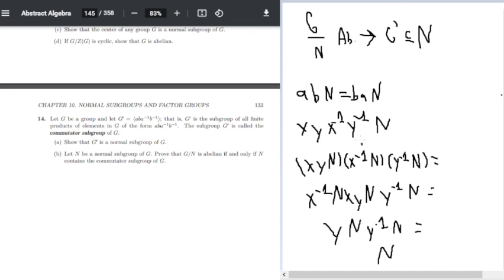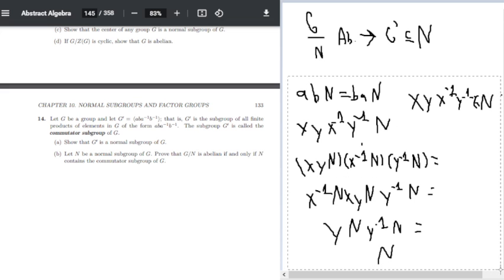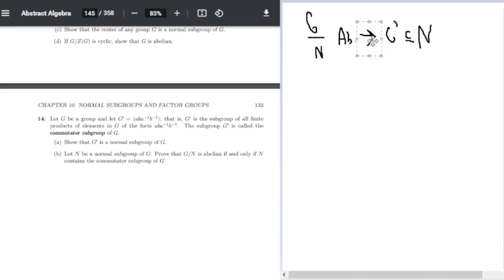And what this is the same as saying is that xyx to the negative 1 y to the negative 1 N is equal to N, which is literally just the same as saying xyx to the negative 1 y to the negative 1 is in N. And since it's the case for any x and y, we have that the commutator is inside of the subgroup. That's already a really satisfying result. So let's show it the other way.